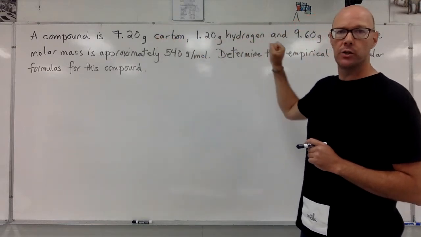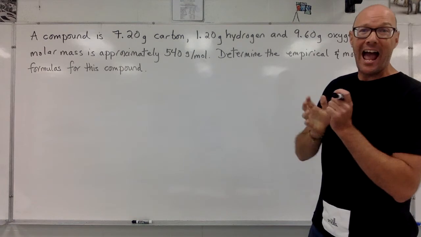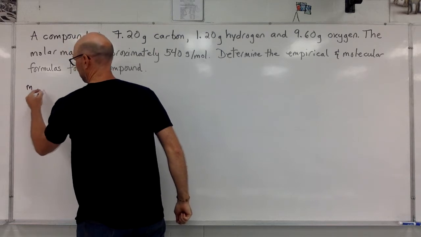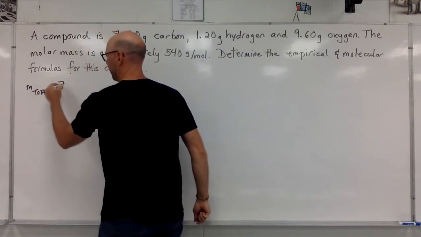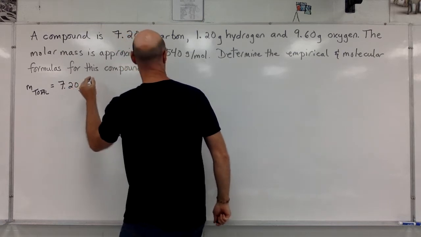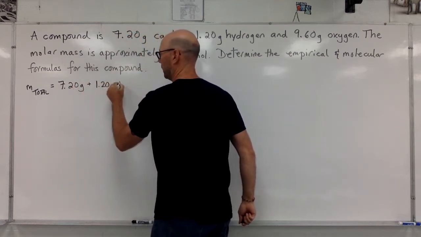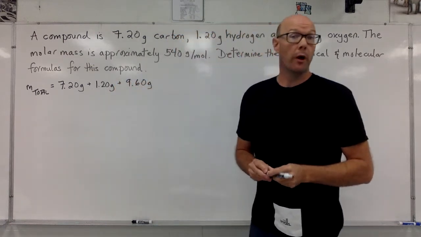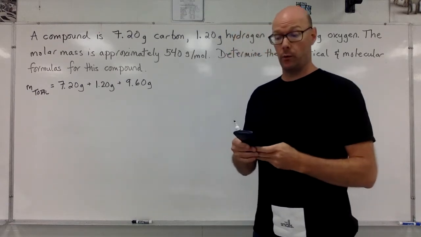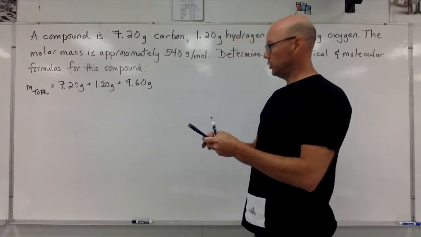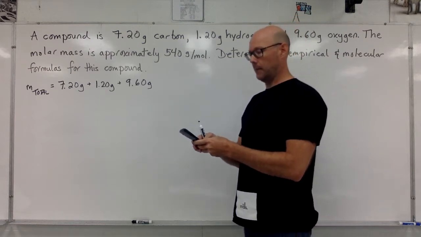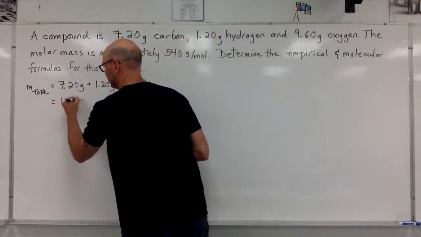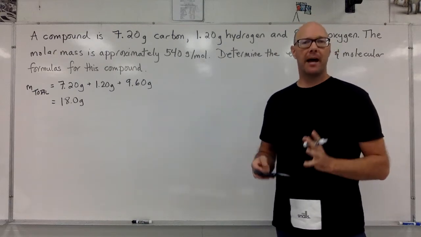7.2 plus 1.20 plus 9.60. Add those masses together. The total mass here, 7.20 plus 1.20 plus 9.60. Maybe you want to do that in your head. You can take your time. We're not in a rush. 7.2 plus 1.2 plus 9.6, 18. That's the first step. Add the masses together.